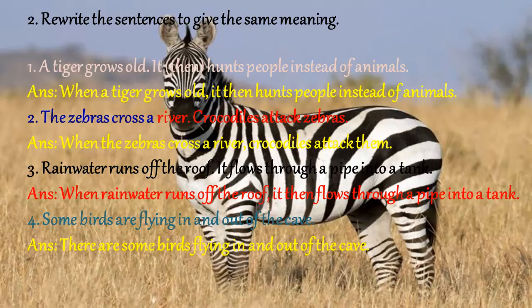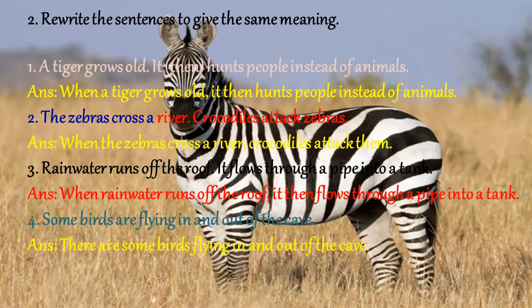Point number 2, the zebras cross a river. Question mark, crocodiles attack zebras. Answer is when the zebras cross a river, comma, crocodiles attack them. Students, we use a comma to separate independent clauses.